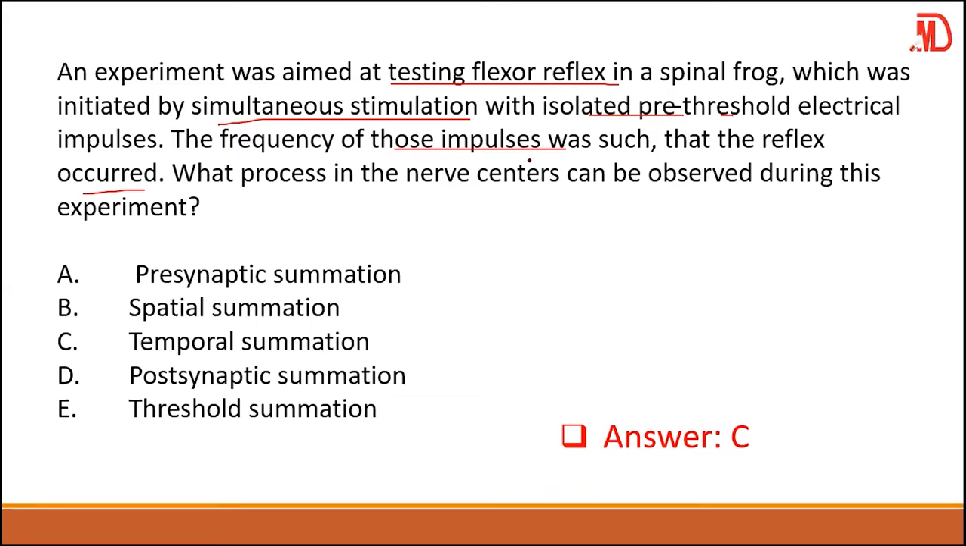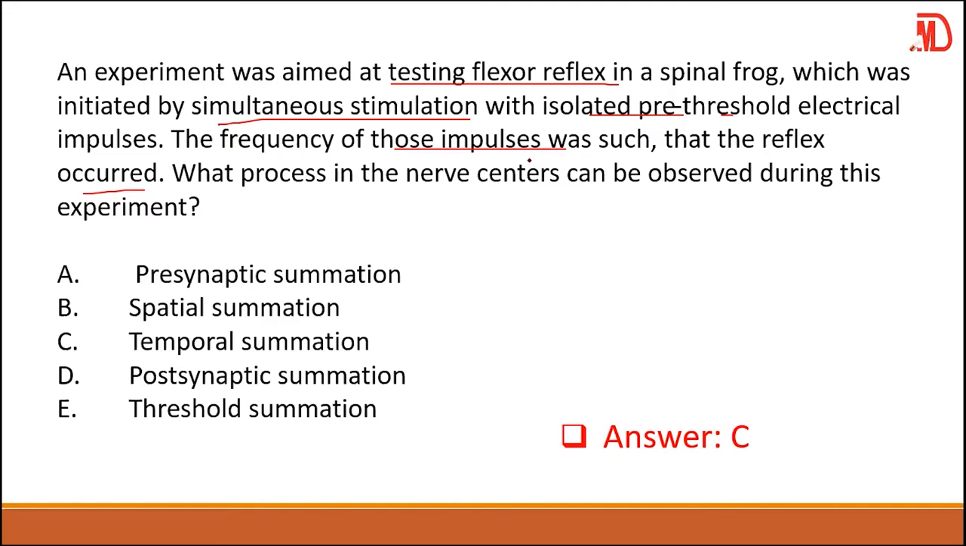But look at it. Now we are having a stimulation of the frog for a reflex action, in other words, for a flexor action. That is what we are looking for over here. They say they initiated simultaneous stimulation with isolated pre-threshold electrical impulses. Yes, if there were more than two or three or four, they would categorically state that we are having multiple impulses.